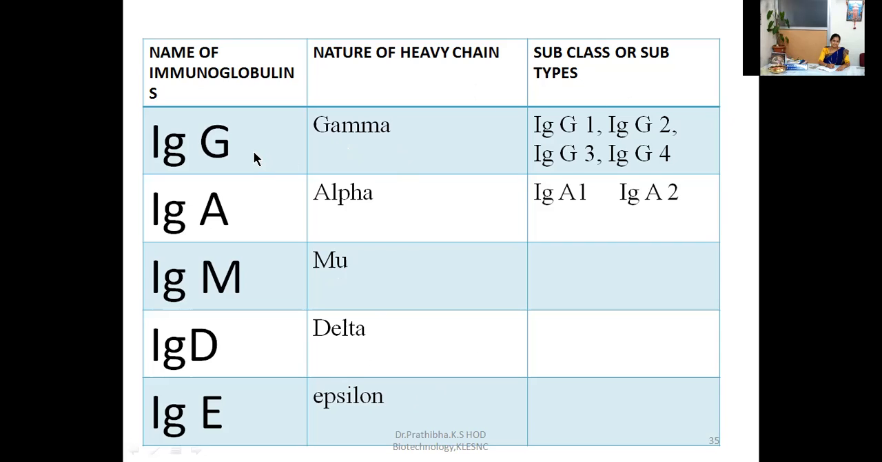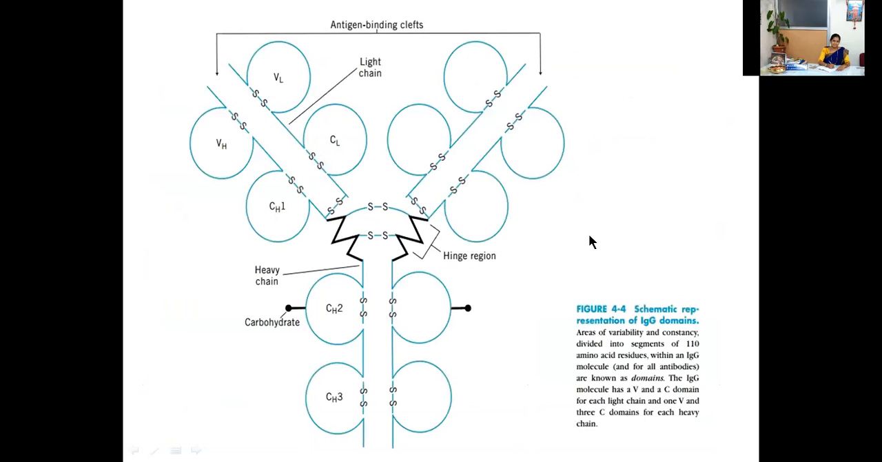Subclasses or subtypes: in IgG, we have IgG1, IgG2, IgG3, IgG4, whereas in IgA, we have only IgA1 and IgA2. We don't have further subclasses in the other immunoglobulin types. IgM is pentameric, but that is not a subclass. That is a single entity, that is IgM.